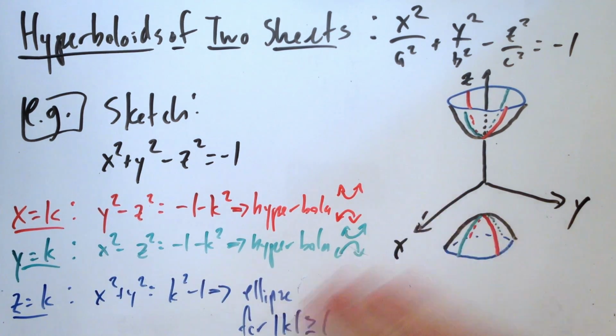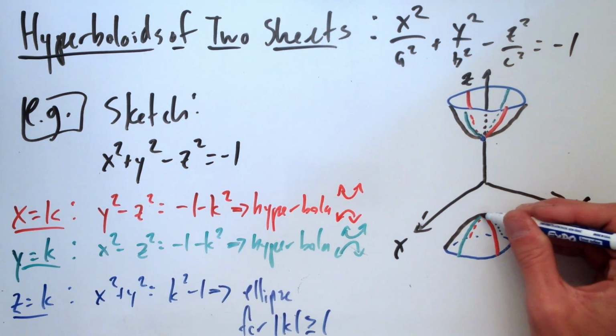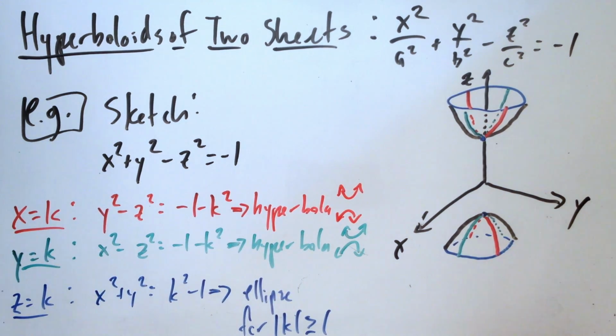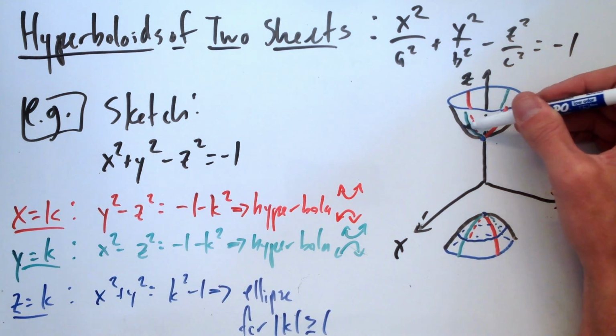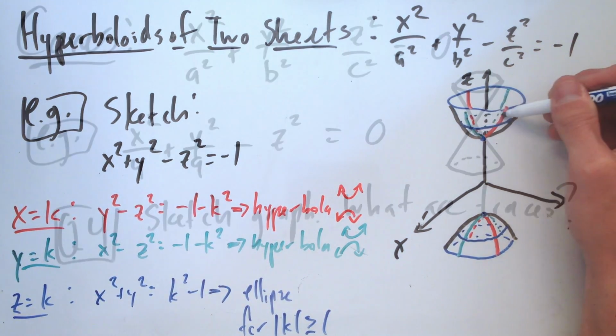That also means that a bunch of these horizontal slices, the z slices, have to be empty. And let's see what happens there. X squared plus y squared is equal to k squared minus 1 when z is equal to a constant k. So we get ellipses when k is greater than or equal to 1. And when k is equal to 1, we really just get 2 points here and here. But when k has absolute value greater than 1, we get elliptical cross sections like this.